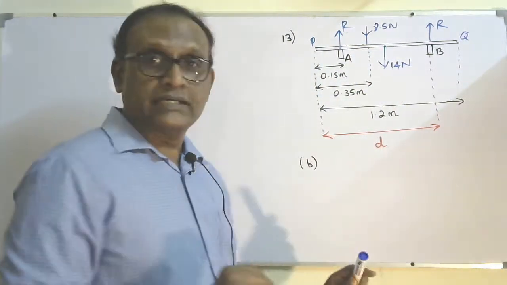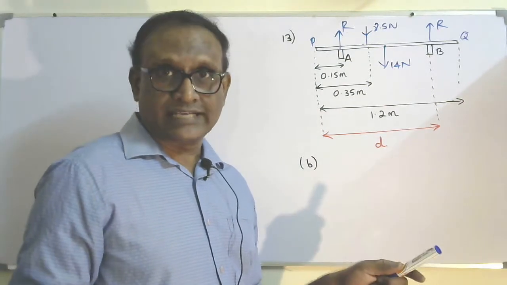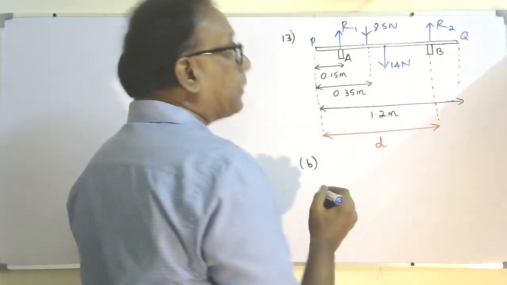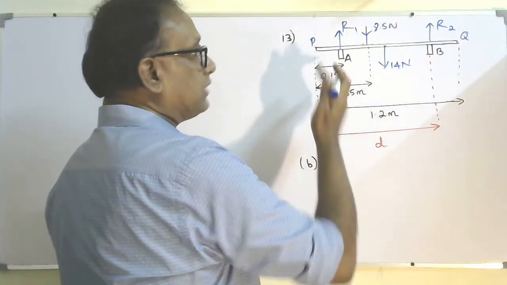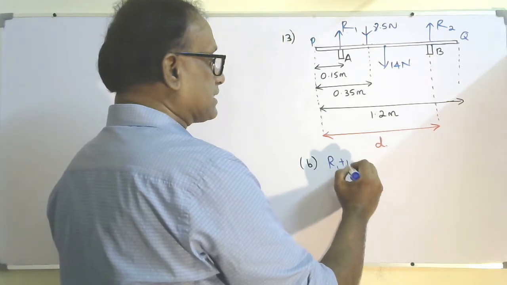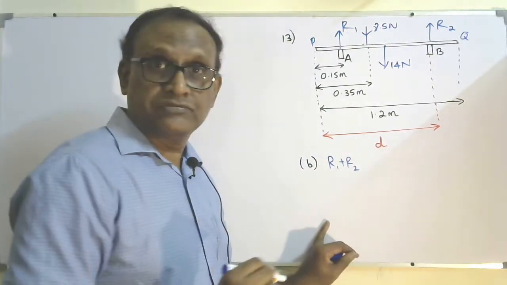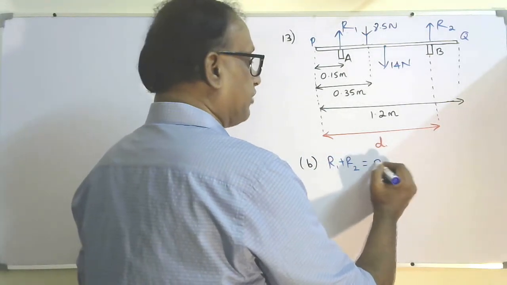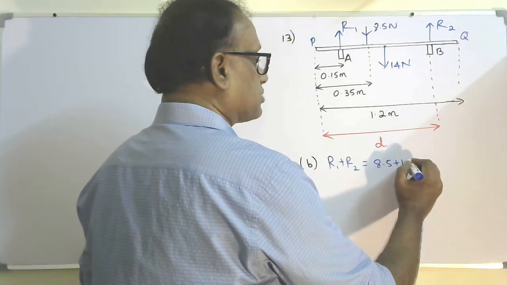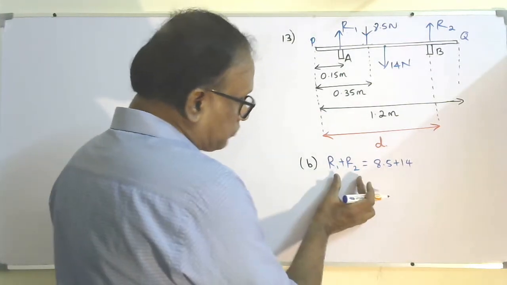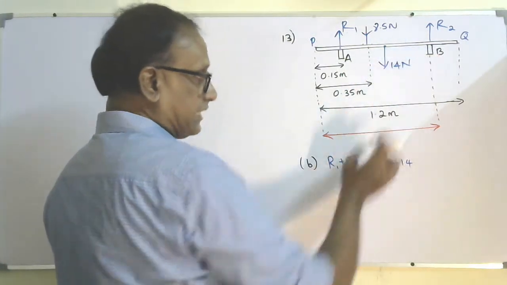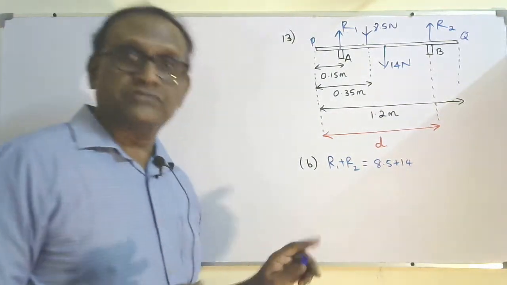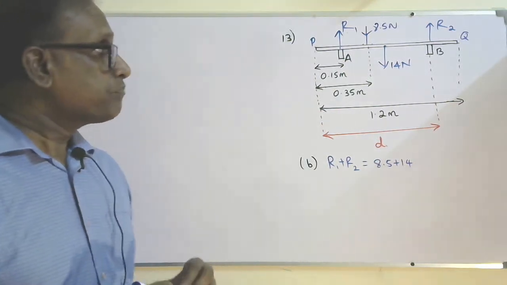Now, in the first part they said both have the same normal reaction. Now it's going to be different. I can call them R1 and R2. But always, even if you move B to the left, R1 plus R2, the total upward force, must be equal to the total downward force, that is 8.5 plus 14. So there's no change. Only the values will change among them when you change the position, but the sum of the upward forces will be equal to the sum of the downward forces. That will remain constant.